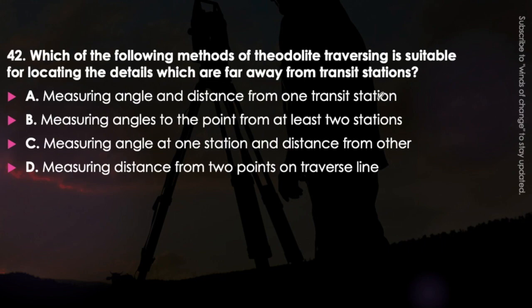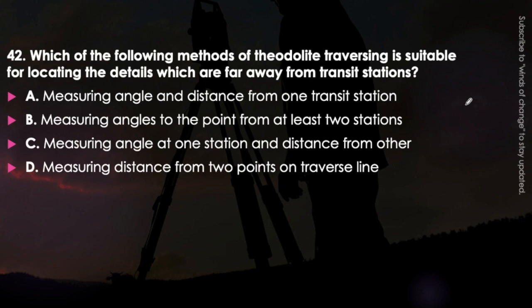Which of the following methods of the theodolite traversing is suitable for locating the details which are far away from the transit station? Measuring angle and distance from one transit station, measuring angles to the point from at least two stations, measuring angles at one station and distance from the other, or measuring distance from 2 points on the traverse line. So here, using the theodolite traversing, we have to find out which method will be suitable for far away from the transit station. Okay, for the detail which has to be located far away from the transit station.